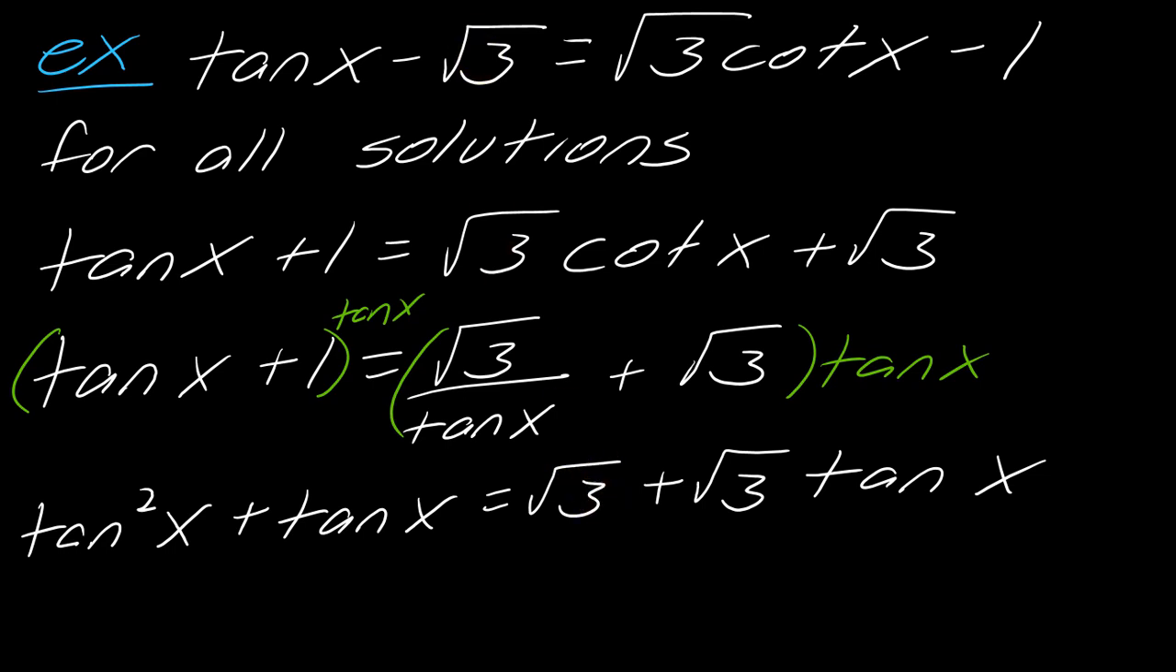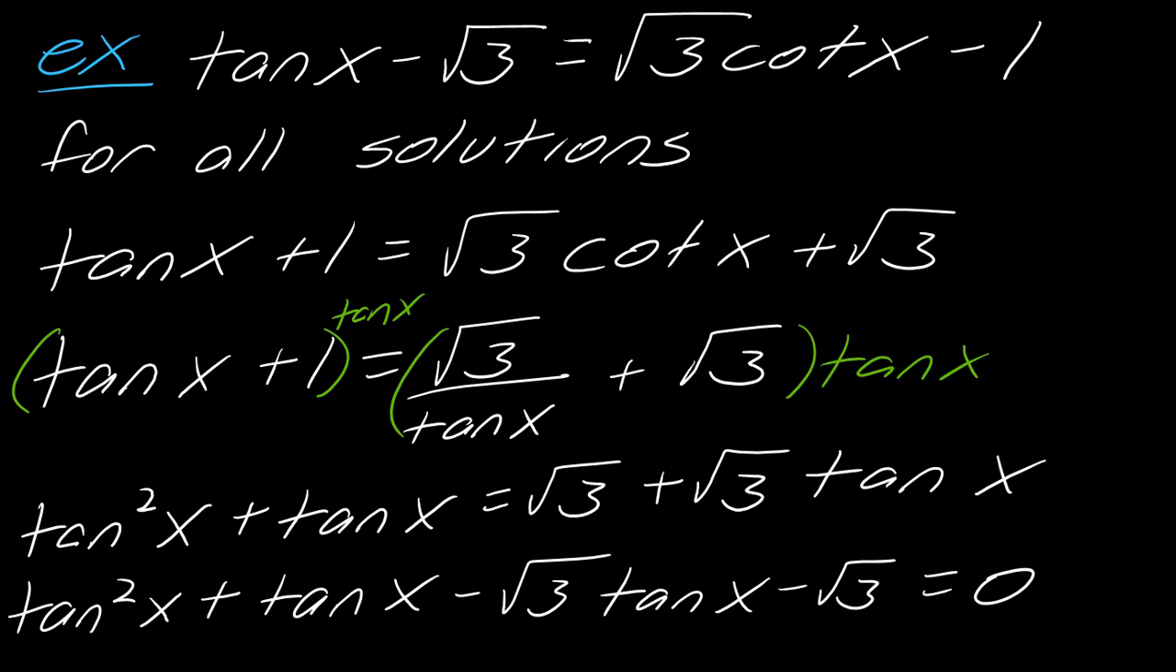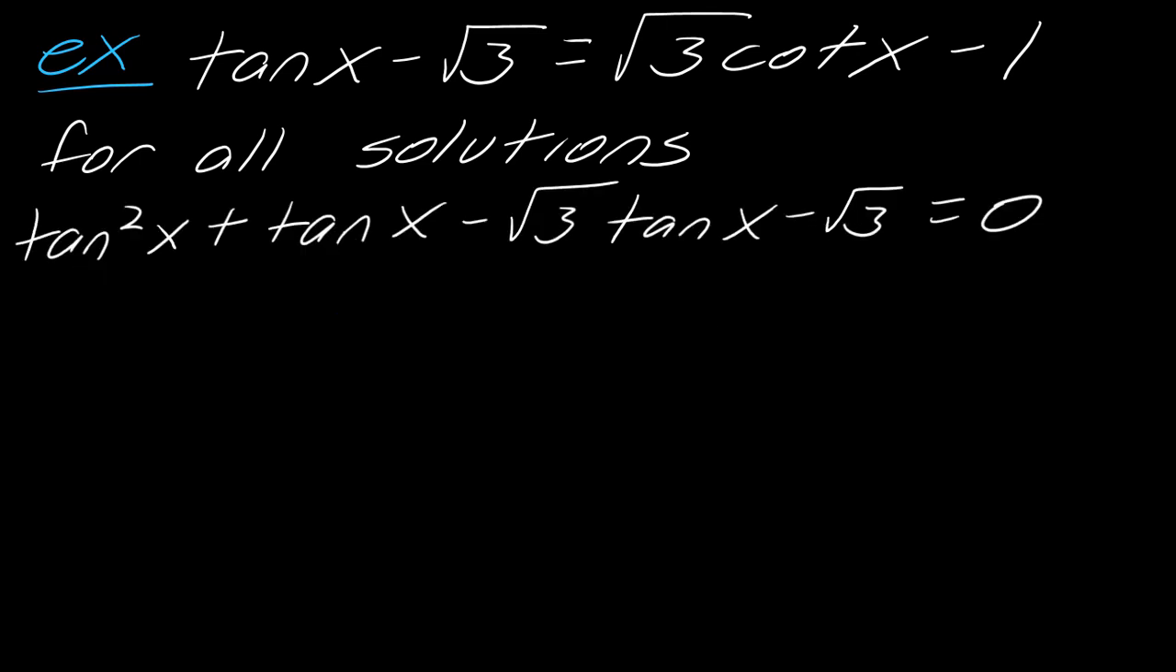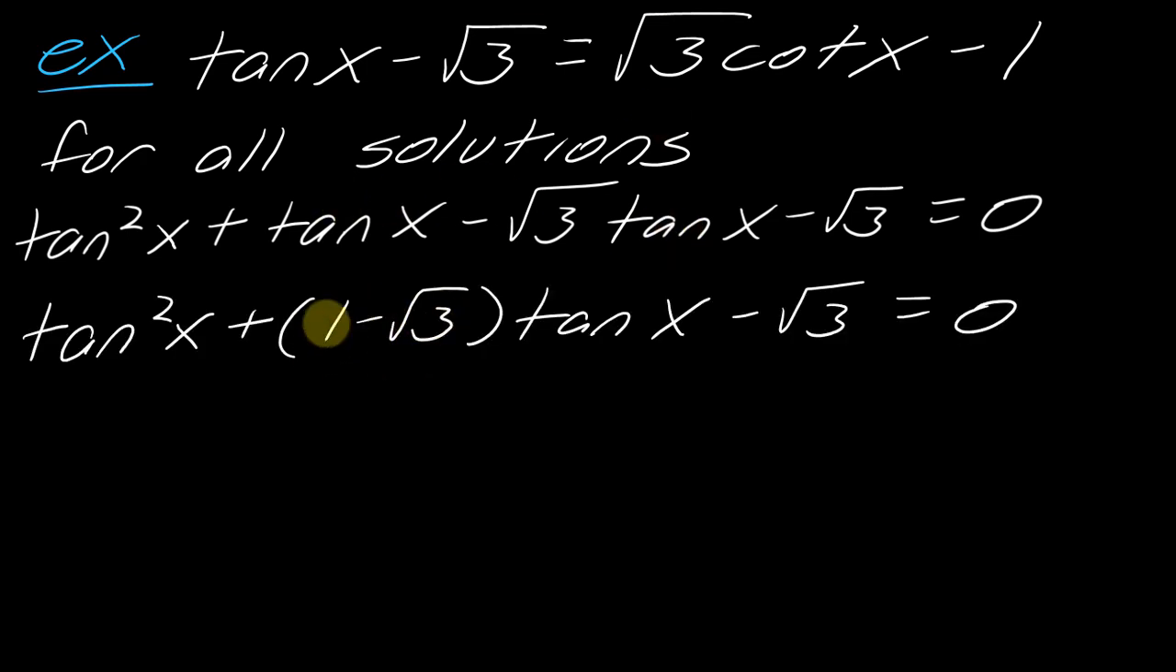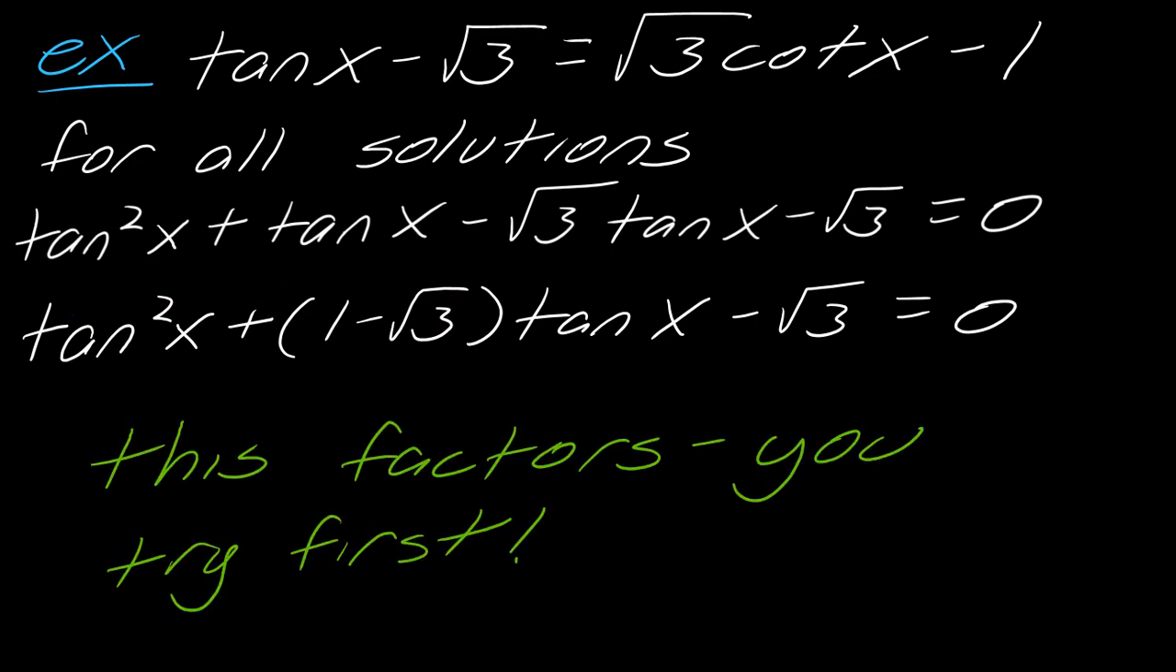And so now this looks like something that's quadratic, so I can bring everything over to one side. And so now I've got everything over to one side, and I've set this equal to 0. And then, all right, what else can I do? Oh, so I've got tangent of x and tangent of x, so I can factor out the tangent of x to get this. So 1 minus square root of 3 tangent of x. Okay, so here's the deal. This guy here, this factors.